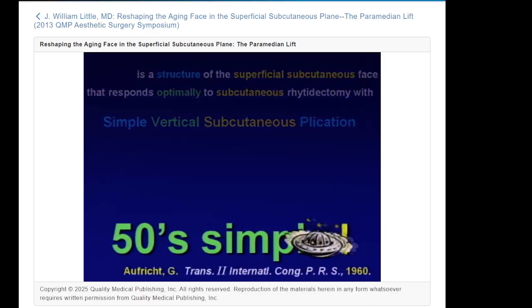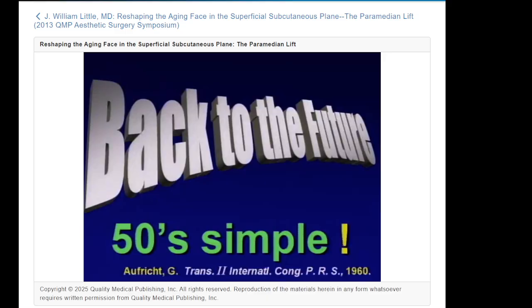It's simple. It was reported by Alfrick, 1960, and for me it's back to the future. Joel, in fact, has literally returned back to his future.